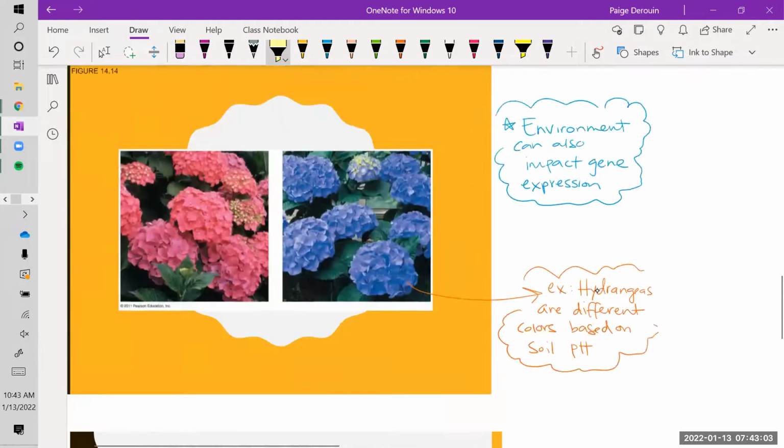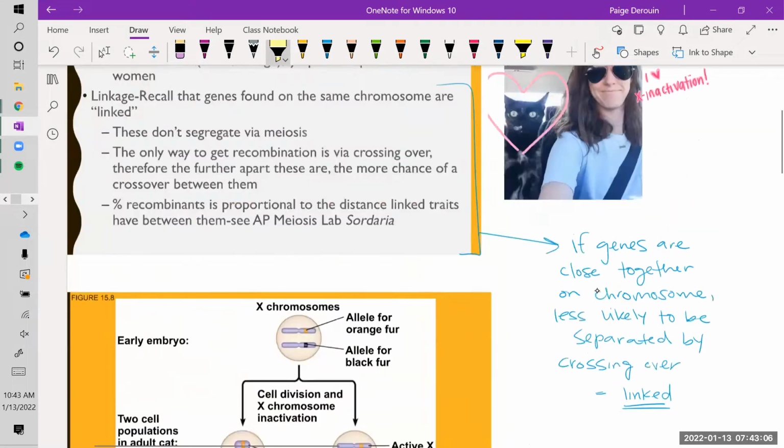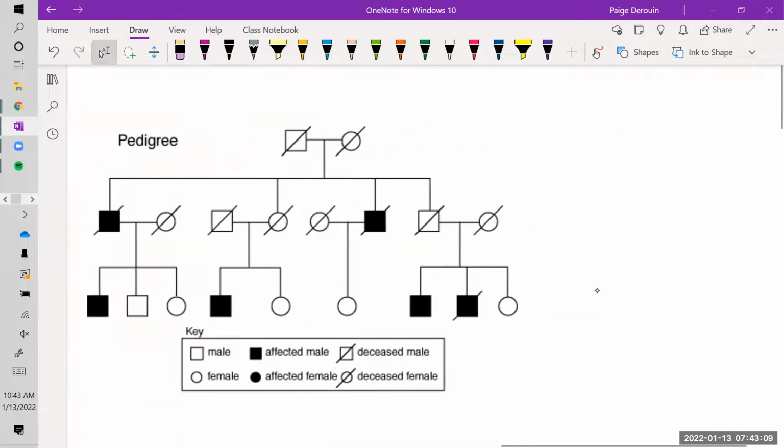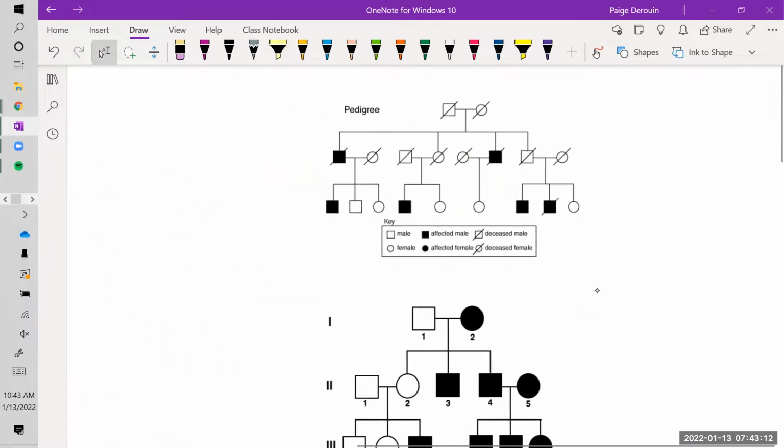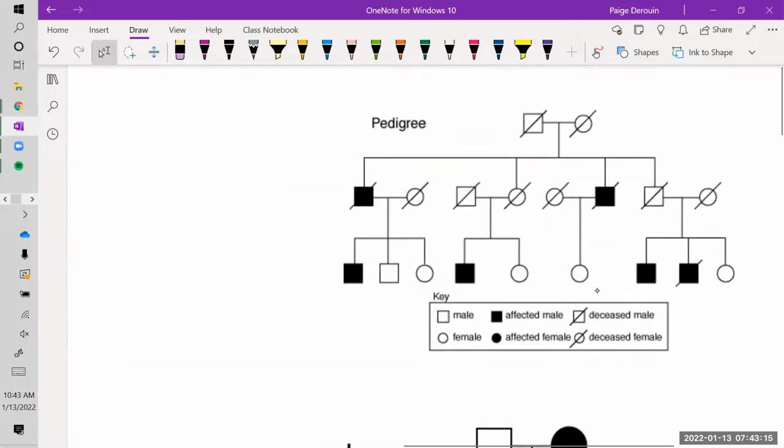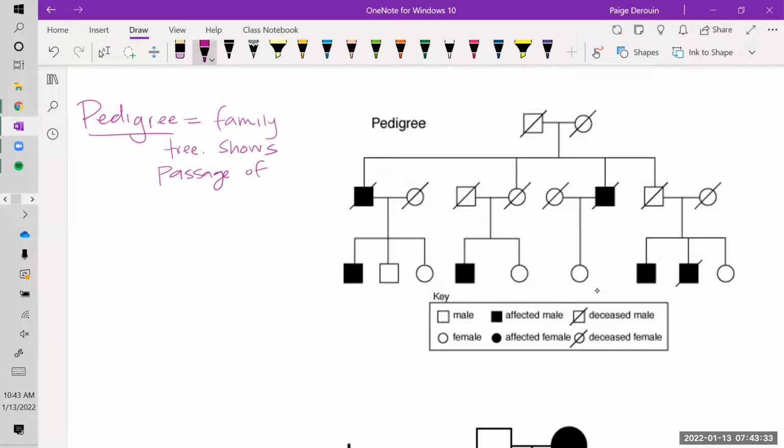Okay, let's talk about pedigrees real fast. So pedigrees are these thingers. And they are basically just family trees that show the passage of one specific trait. So pedigree equals family tree, shows passage of one trait. And if they have the trait on the family tree, they are colored in. So colored in equals has trait.